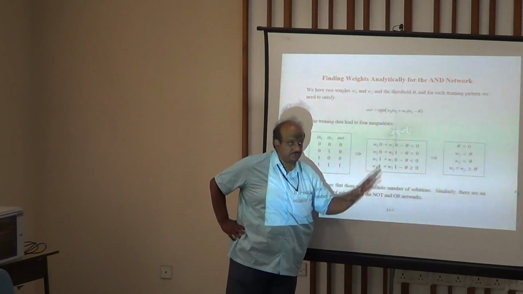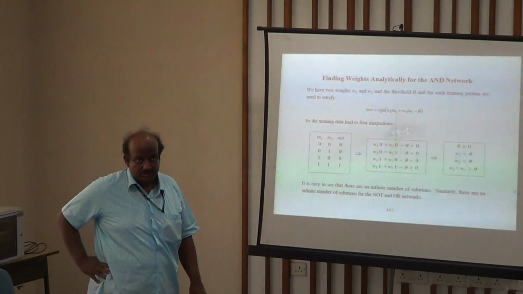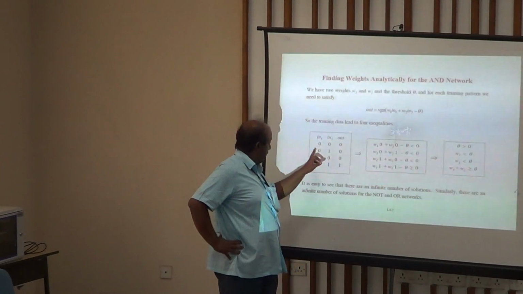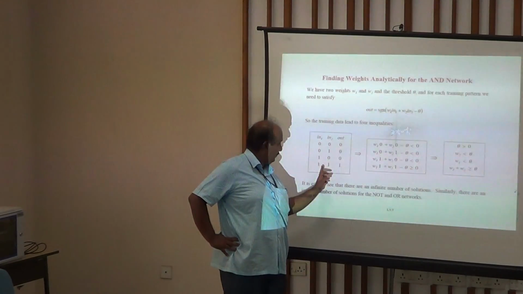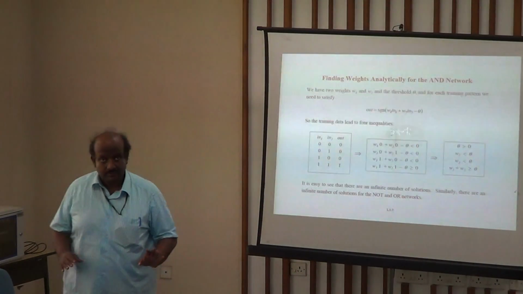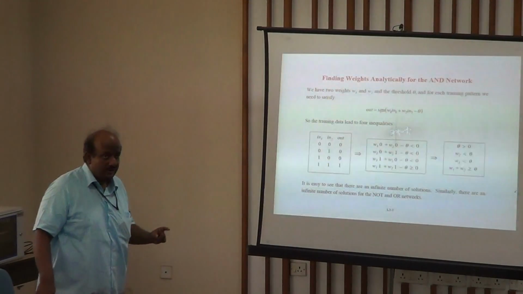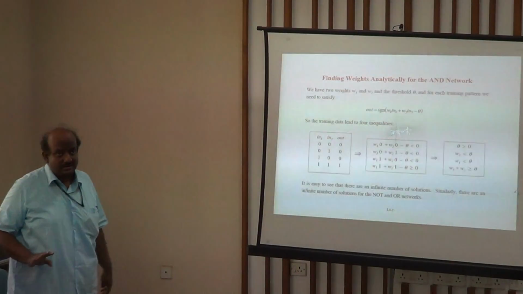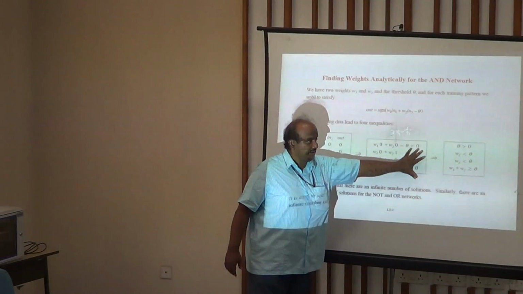W2 into 0 minus theta should be negative. Okay? That is what it should be. That is the condition. And for this one only, it should be greater than or equal to 0. First be convinced with it, then I will proceed. When I get from your response that all of you are convinced, then I will proceed. Clear? So this is the set of inequalities generated out of this.